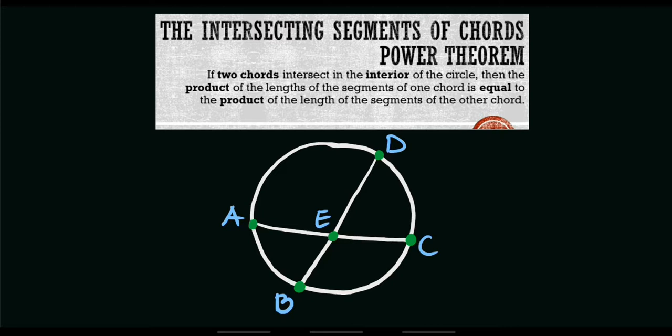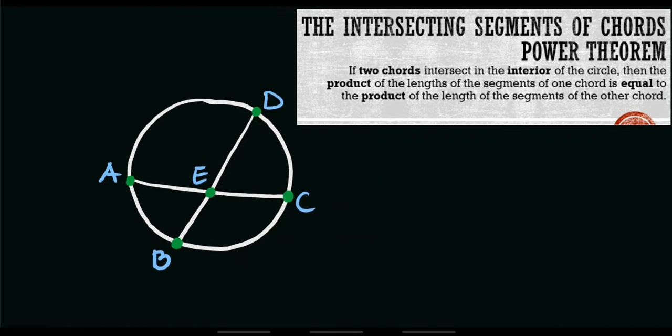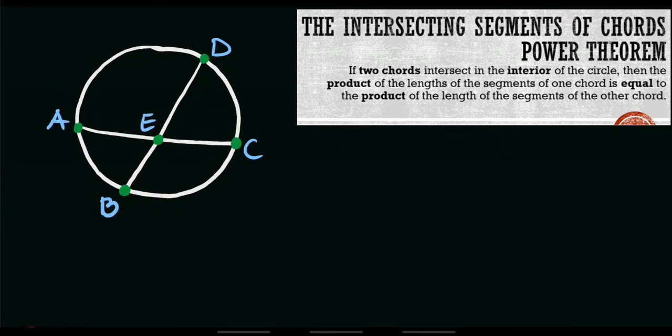So for example, for this given figure, I have AC and BD as my chords, and their point of intersection is at point E. Okay, so if that's the case, pwede natin siyang masolve with the use of this theorem. According to this theorem, automatically daw, the product of the lengths of the segments formed nung nag-intersect sila ay equal sa product nung mga segments nung kabilang chord.